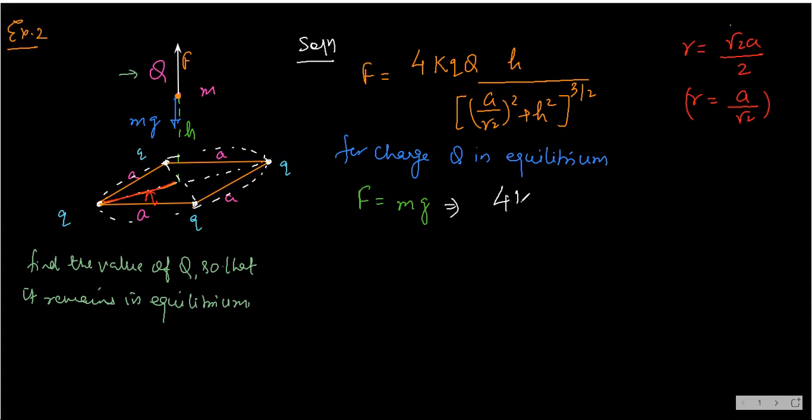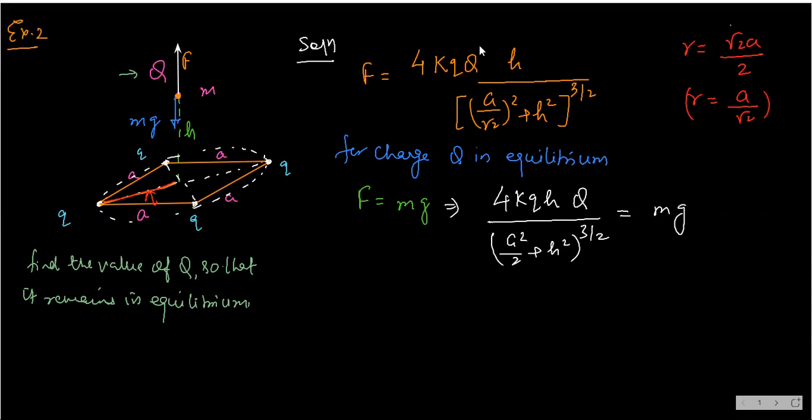तो बच्चों, 4k cube h into capital Q. Why 4? Because we have 4 symmetrical charges placed, ना? And if you simplify this out, या फिर रहने दो इसको ऐसे ही, that is going to be how much? A square upon 2 plus h square to the power of 3 by 2. That is going to be equals to mg.